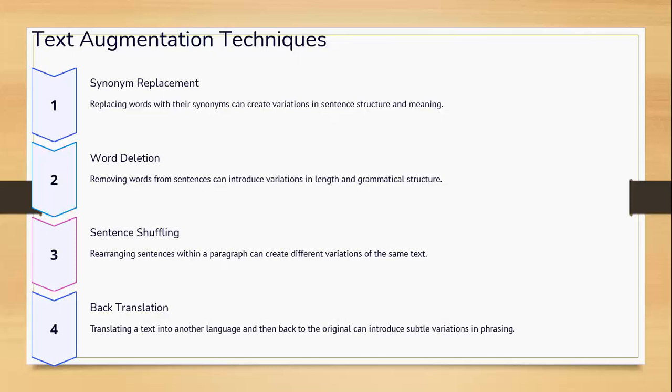Sentence shuffling: we have some sentence, and we can also convey that. For example, active voice and passive voice both represent the same thing, but the way of representing is different. That type of sentence shuffling will also be helpful in data augmentation. Back translation.